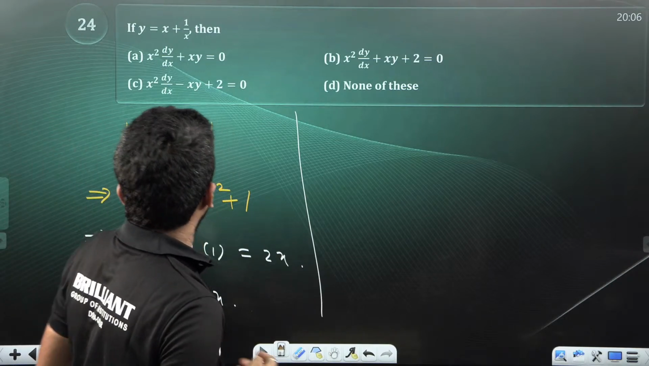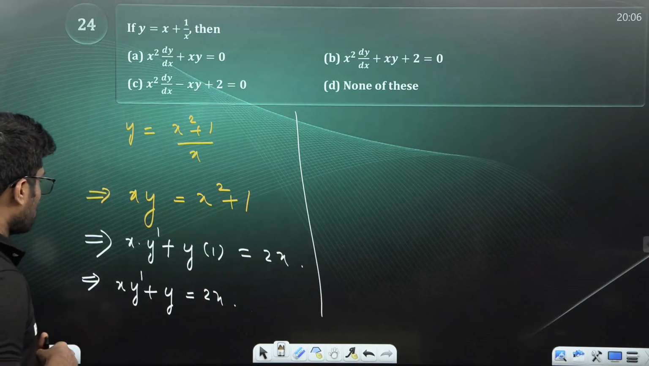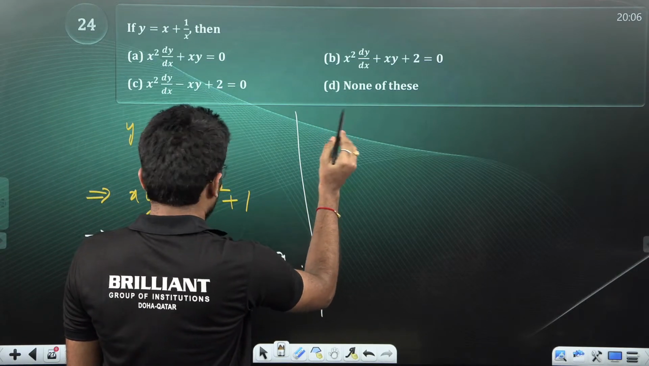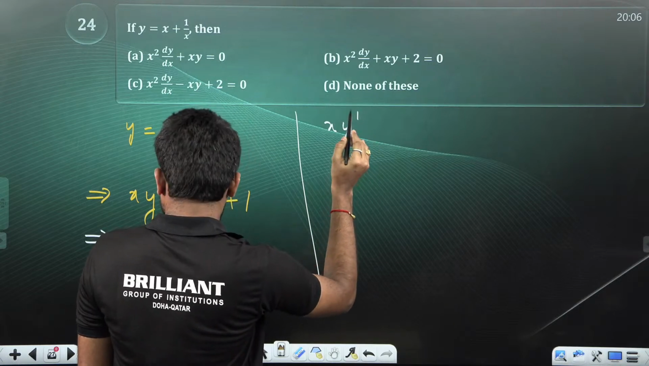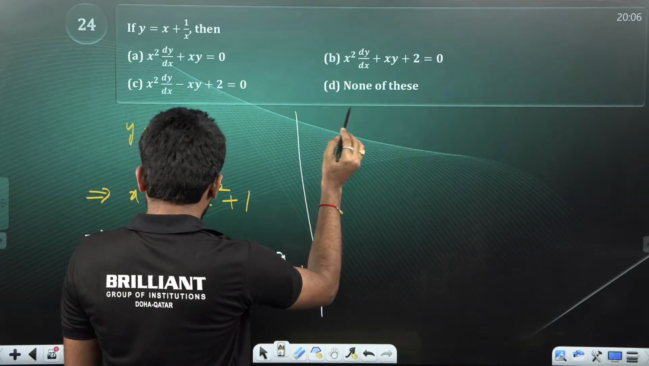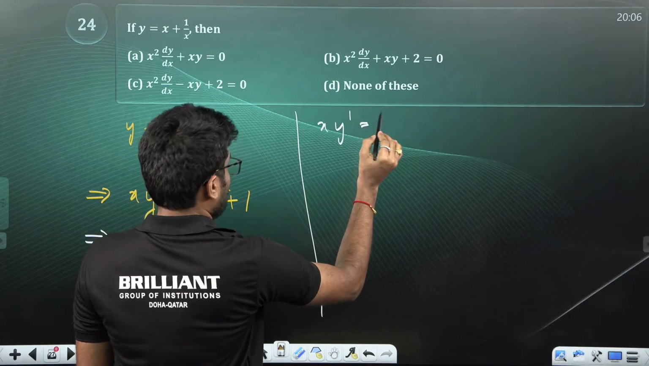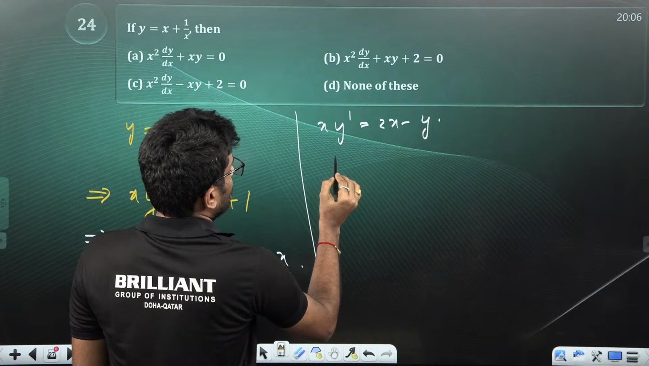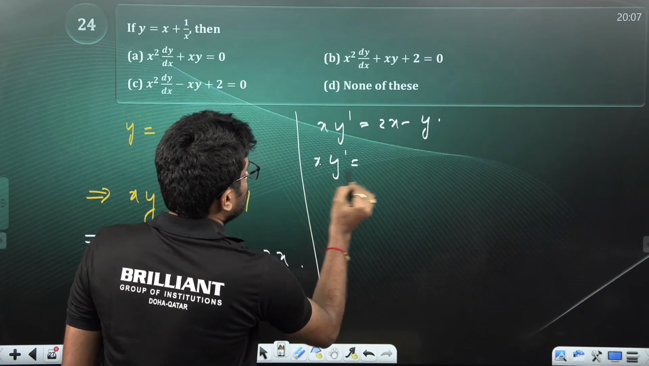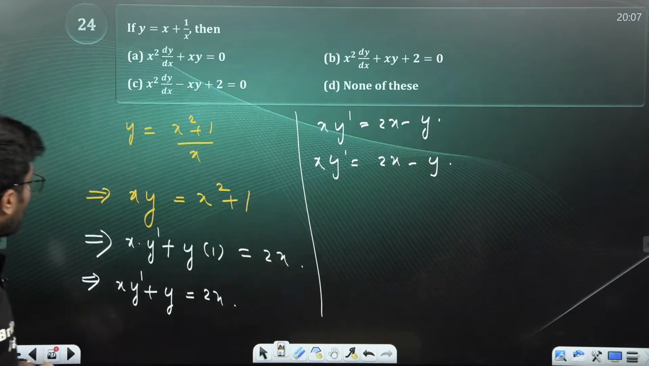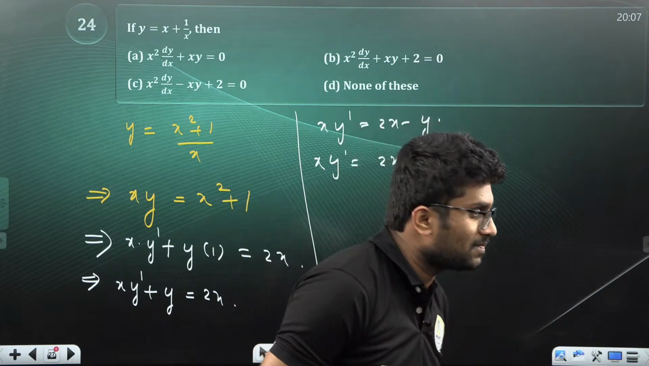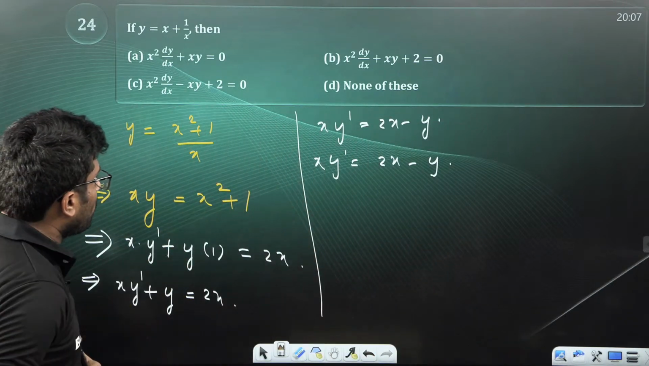Now what do we need? We need terms of x square or something else. So x into y dash is equal to 2x minus y. Now friends, actually we didn't get any particular pattern now. What are we supposed to do to get this? What are we supposed to do?